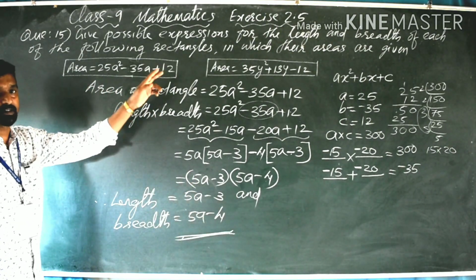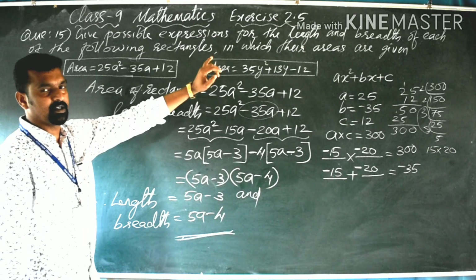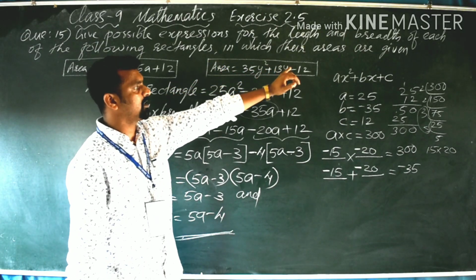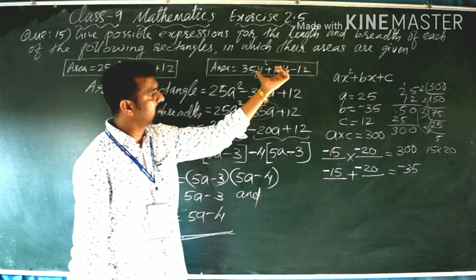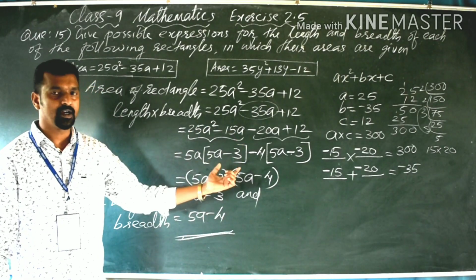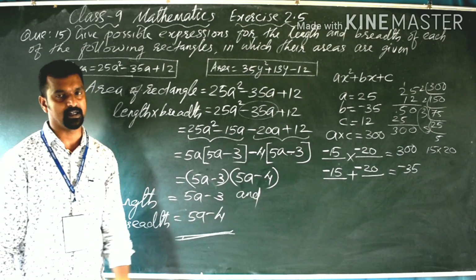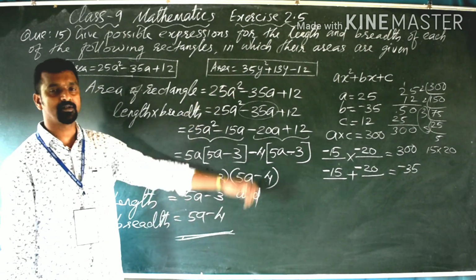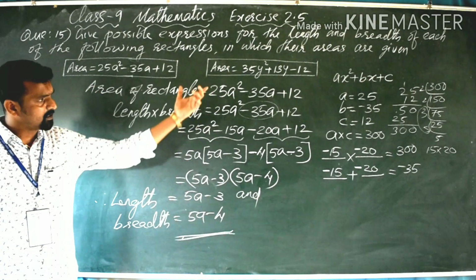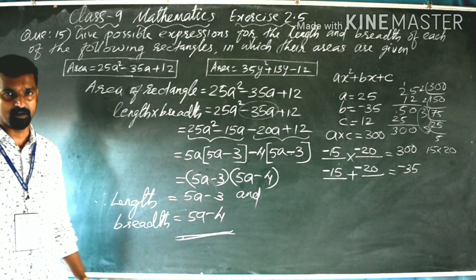So now the second question: area is equal to 35y square plus 13y minus 12. This one also, the same way, we are going to split the middle term and find out the expressions for length and breadth. So that question you do at home, try it at home, and write it down in your notebook. Thank you so much.